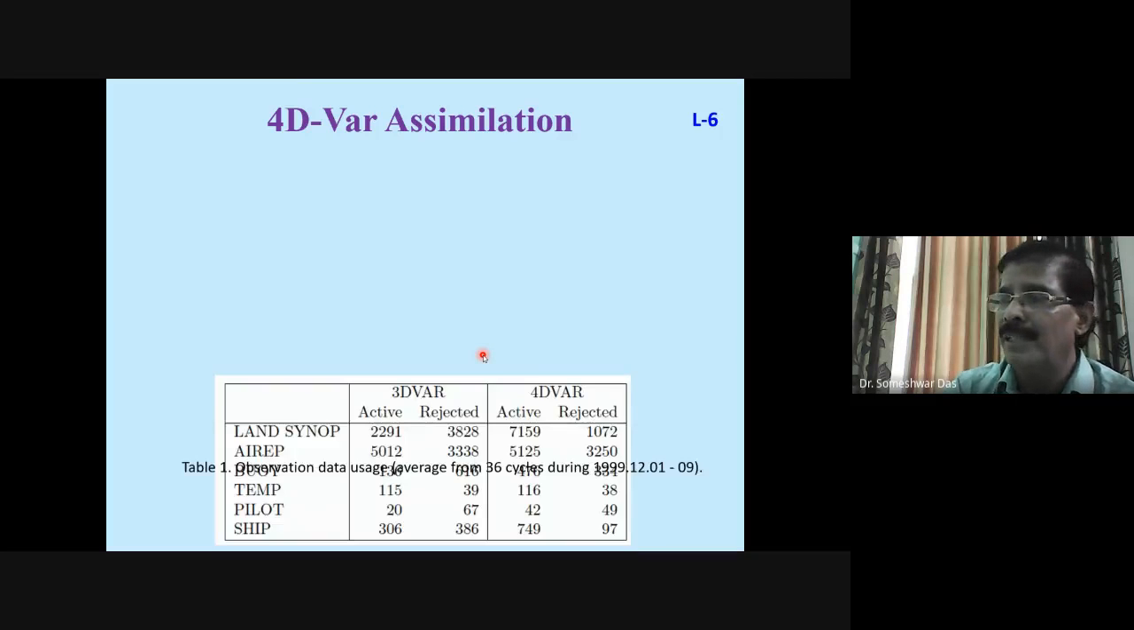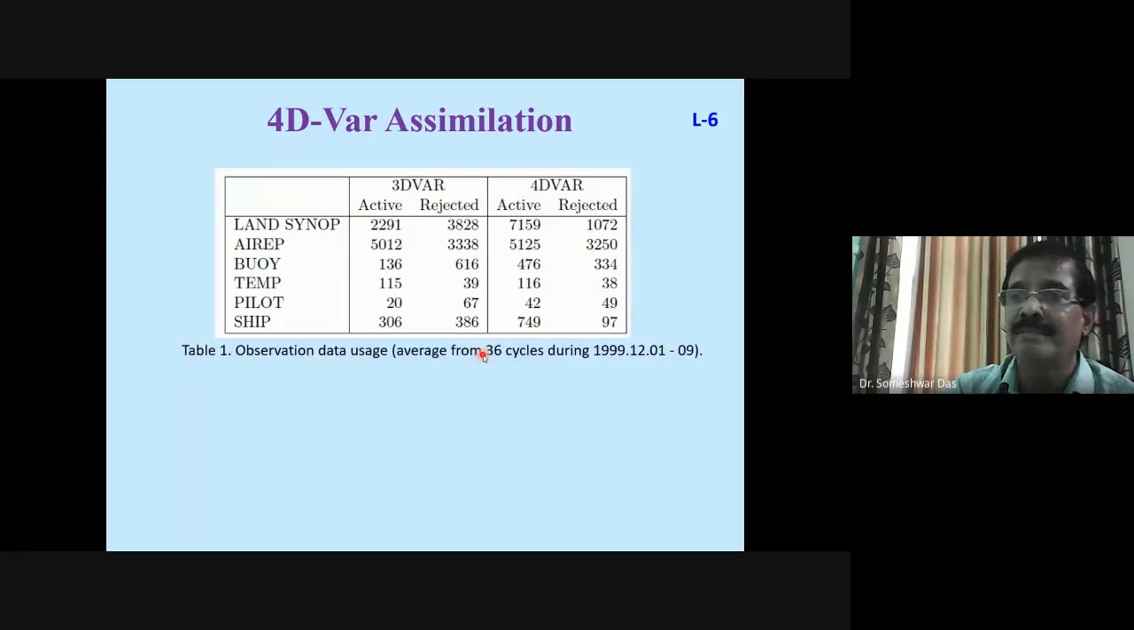And of course, it is complex, and there are many advantages that people have noticed. Now, this table is showing different types of observations, like the synoptic observations obtained over the land, the AIREP, the aircraft reports, the buoy, surface observations from the ocean, TEMP, the radiosonde observations, pilot balloon observations, and the ship observations over the ocean, different types of observations.